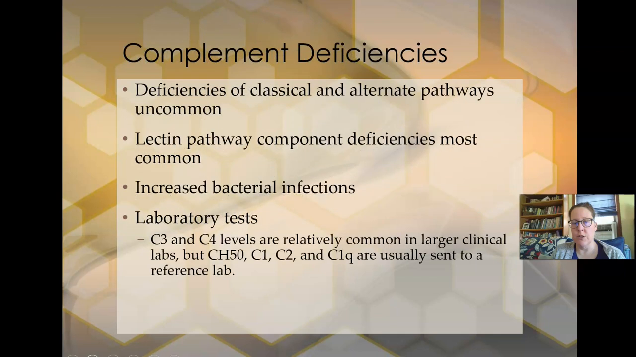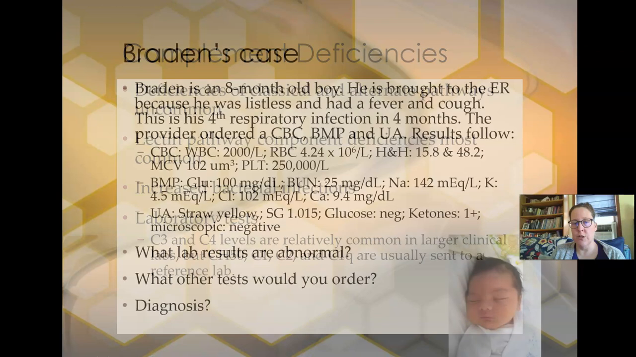And then you have your complement deficiencies. Deficiencies of the classical and alternate pathways are uncommon. The lectin pathway component deficiencies are the most common. When you have complement deficiencies, you see an increase in bacterial infections because part of what complement does is destroy bacteria. In a lab test, you can check for C3 and C4. That's pretty easy to do in larger clinical labs, but reference labs can do your CH50, C1, C2, and C1Q analyses.